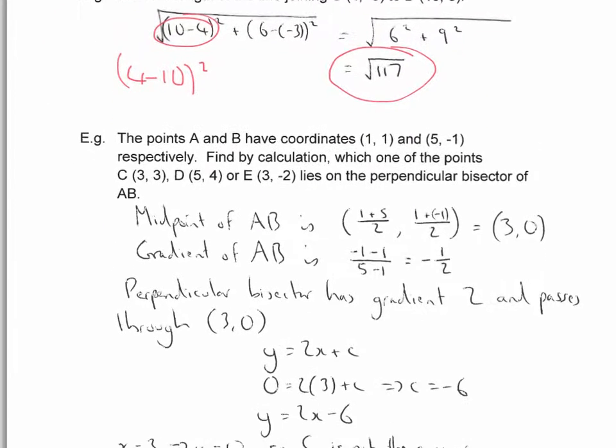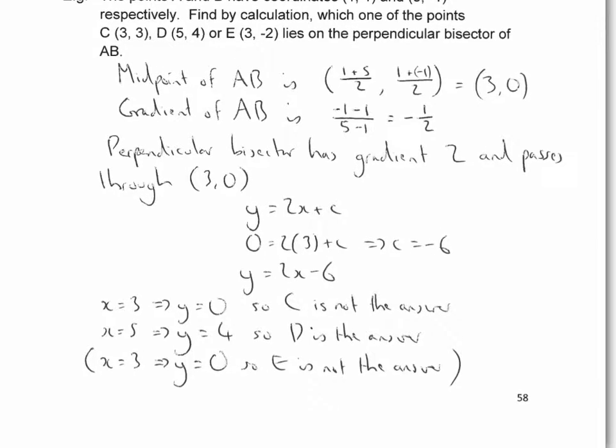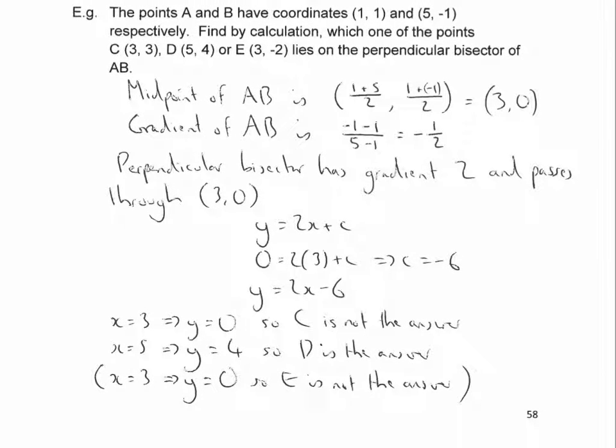Another example here. It says points A and B, and you're given their coordinates. It says find by calculation which one of the points C, D and E lies on the perpendicular bisector of AB. We've jumped straight in here to a very, very good question. This tests quite a lot. Now there are various ways of doing this. I'll mention one other quite nice way of doing it in a second, but I'm going to just first of all try and find the equation of the perpendicular bisector. If I have an equation for it, then I can just plug these points in and see if they work.